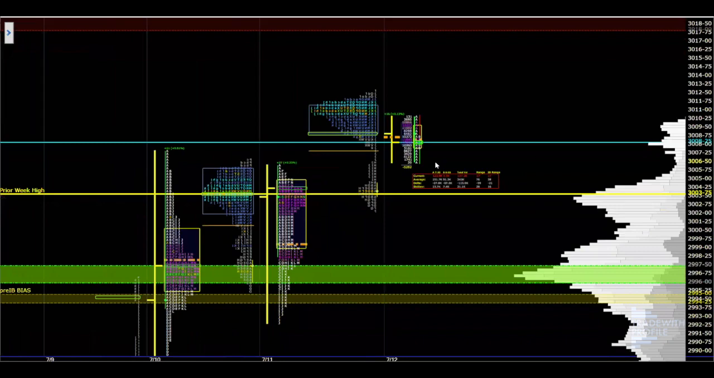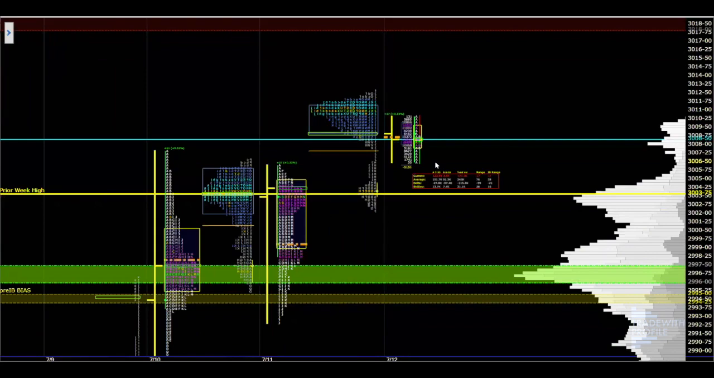If we extend the initial balance higher, that could set the stage for a trend day the rest of the day up towards that 3018 level. If we extend the initial balance lower, we could see a normal variation lower day back towards 2996. So at this point, we're just kind of waiting to see.